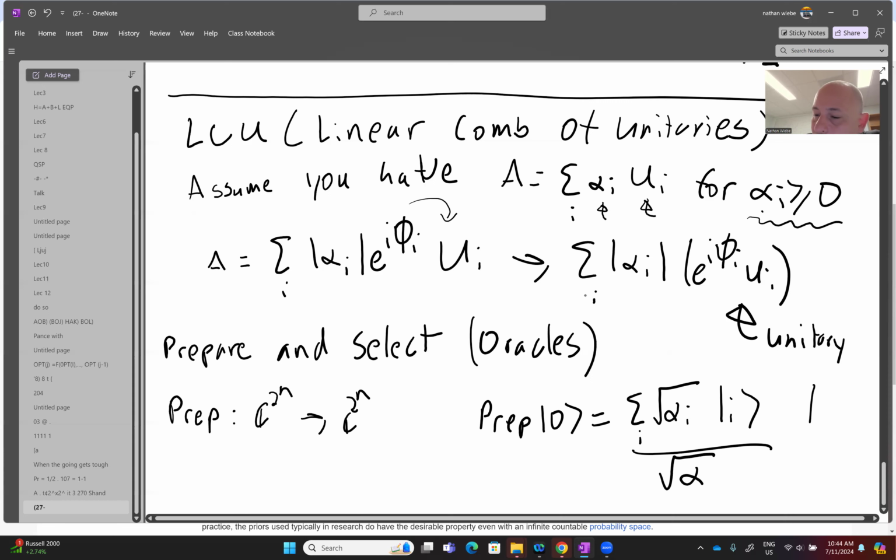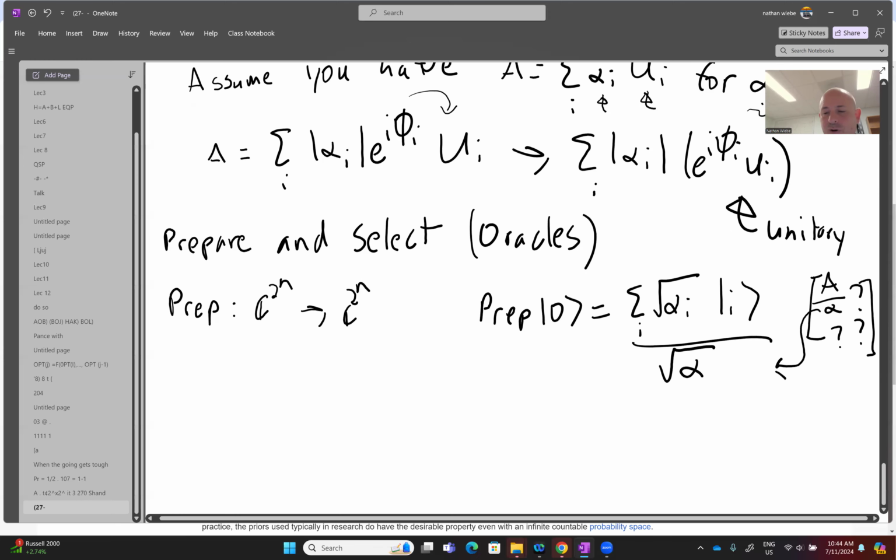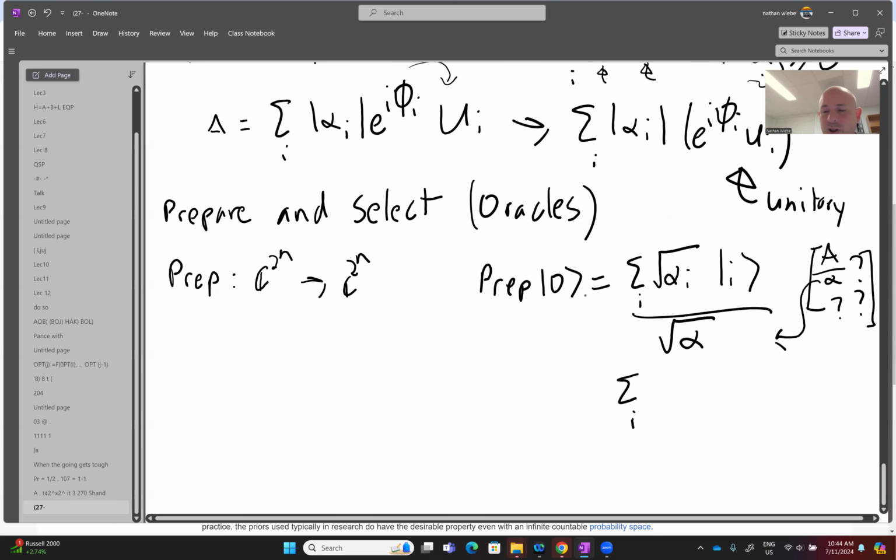If you recall, with the block encoding, our target was to build an A over alpha over here, right? This alpha that we see actually corresponds directly to this alpha that we see over there. So in any case, that's true. And just for clarity, alpha in this case is just equal to the sum over i of alpha i. All right, great. So that is the definition of prep.